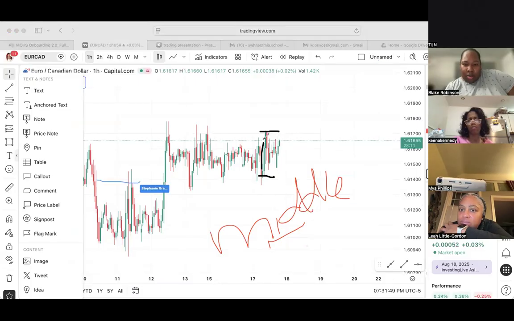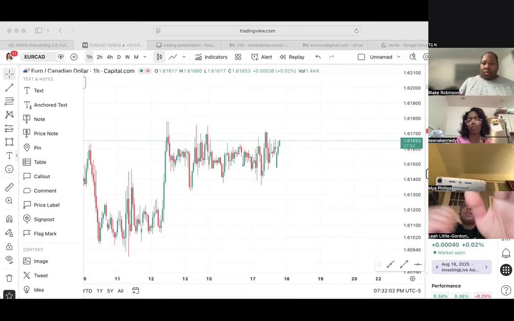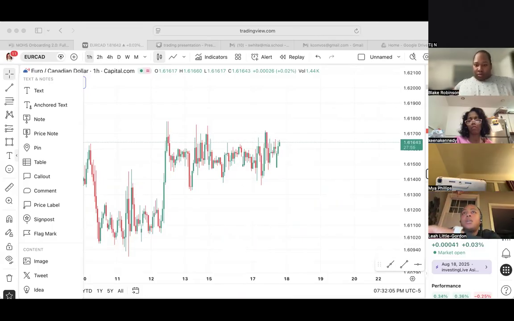This is where it's going back and forth. This is an example of consolidation, right? So this is a perfect example. It's in the middle, stay away, right? We don't want to do it. And I'm showing you because I want you to see live, right?